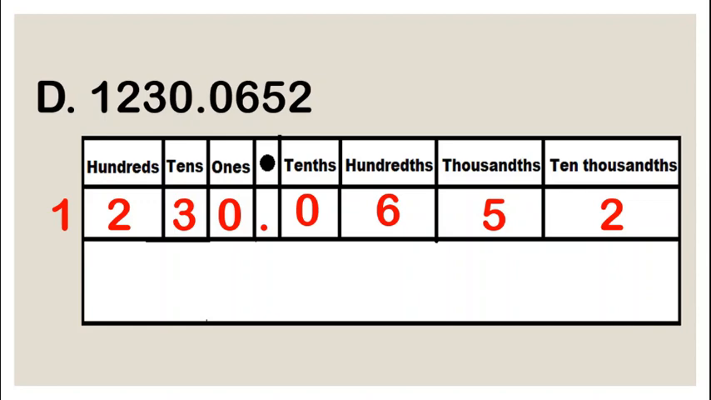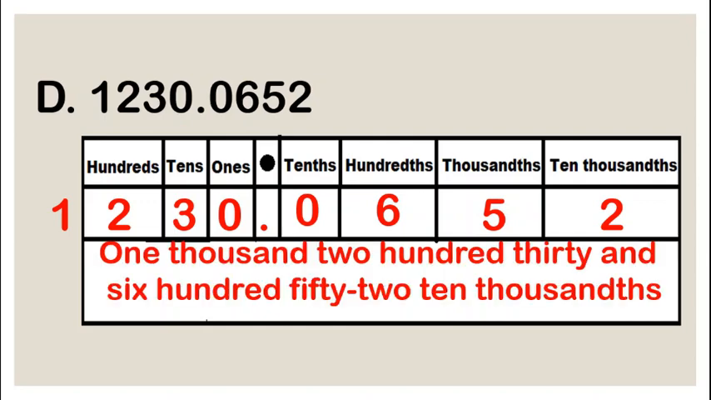For the last one, I forgot to put the thousands, but we all know that the next of hundreds would be thousands. So 1 for thousands, 2 for hundreds, 3 for tens, 0 for ones, 0 for tenths, 6 for hundredths, 5 for thousandths, and 2 for the ten thousandths. Let's start with the whole number. We have 1,230, and the decimal point, and 652 ten thousandths. I hope that you got the correct answer in items B, C, and D.